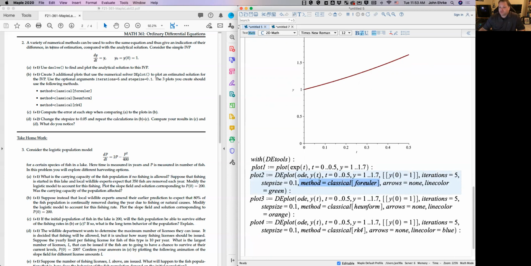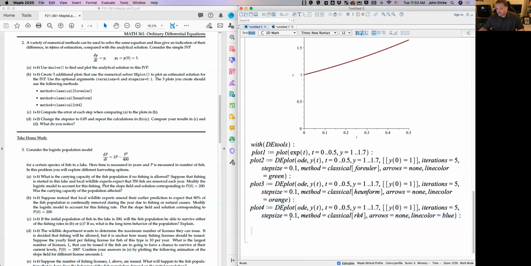Now I'm only interested in the solution here, not the slope field. So notice on all of these, I say arrows equal none because I don't want the slope field showing up. So here I'm calculating Euler's method solution. Here I'm calculating Heun's solution. This is the second order one. And here I'm calculating the Runge-Kutta solution, but they're all DE-plot. It's just this optional method, iterations, and step size values that are here, right? That's all I'm doing. Okay.